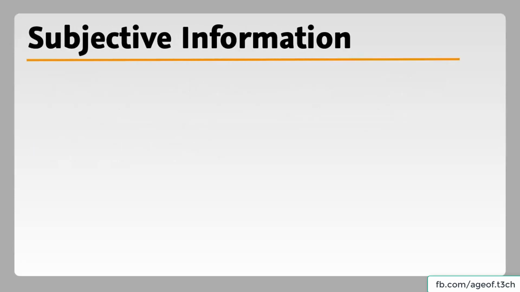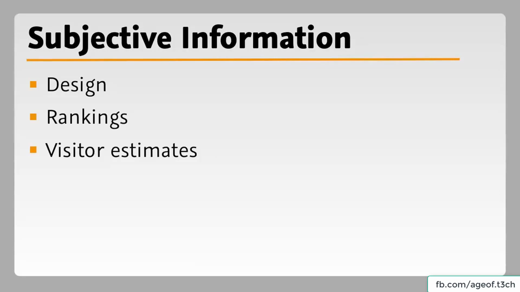When we get into subjective information, that's like design, the rankings, how many visitors you think they're getting. You may use something like Alexa to determine how popular the site is or how many visitors they get, but it's still an estimate. You can look and decide on what their social media is doing. You can see how active they are, but you won't know what the results of their activity is.